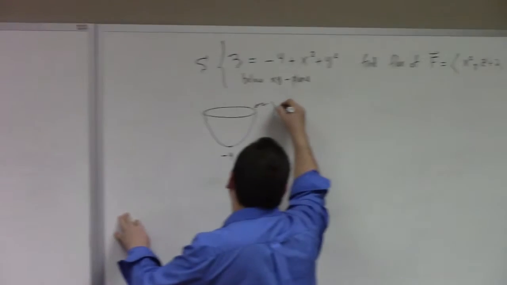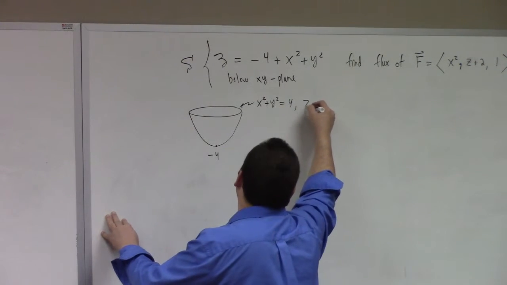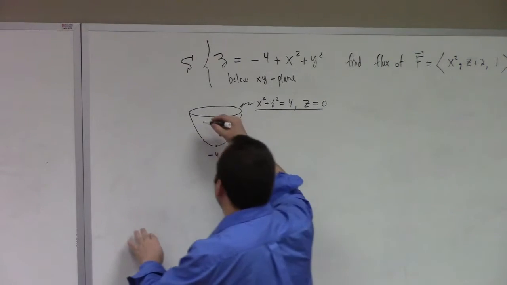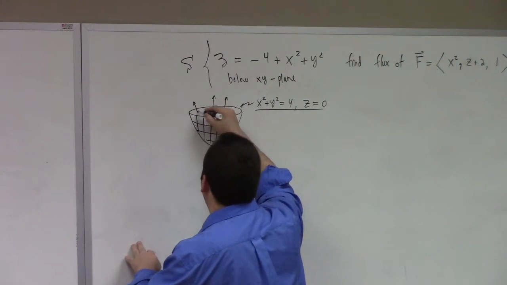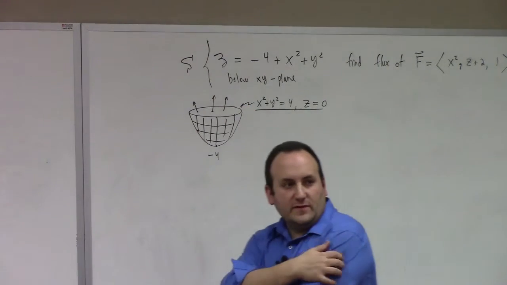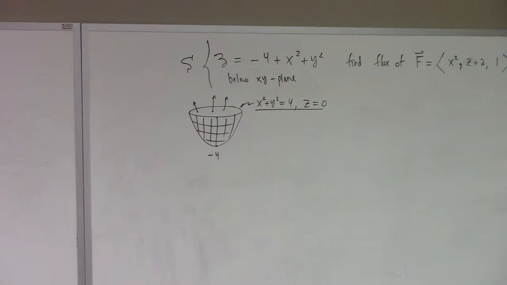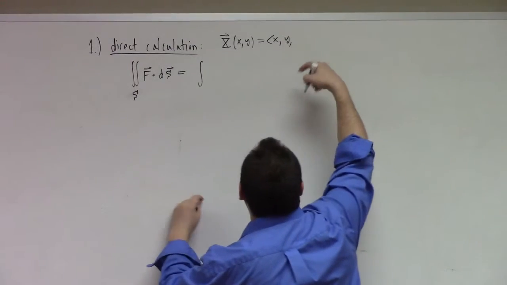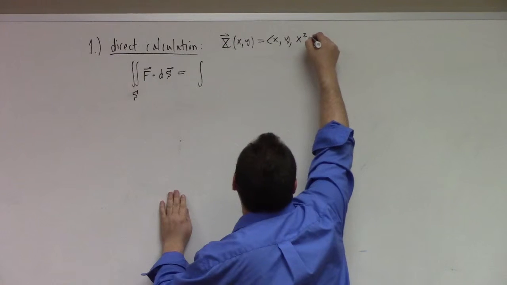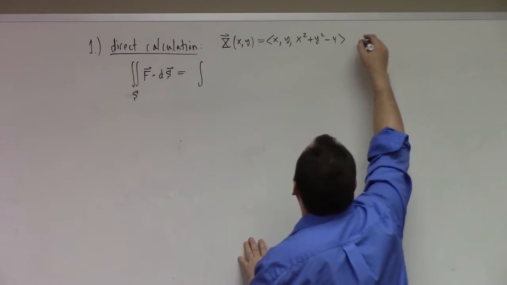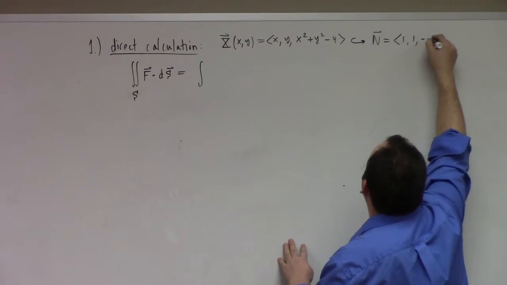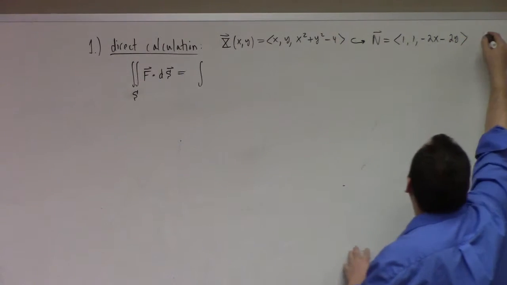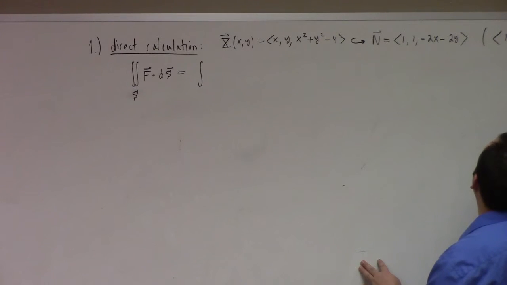Right, and this is the circle of intersection, which would be x squared plus y squared equals 4 at z equals 0, right? And the normal is pointing this way, all right? So how do I calculate the surface integral directly? I need to figure out what's the normal. What's the normal? Basically, I use this parameterization: x is x, y is y, and then z is x squared plus y squared minus 4, right? Now, we proved before that this has the normal 1, 1, and then minus 2x minus 2y. This is generically 1, 1 minus f_x minus f_y.